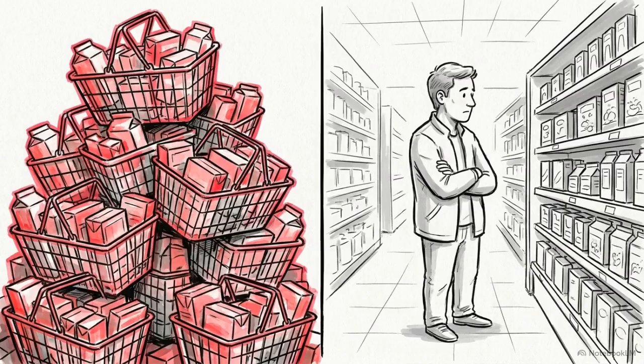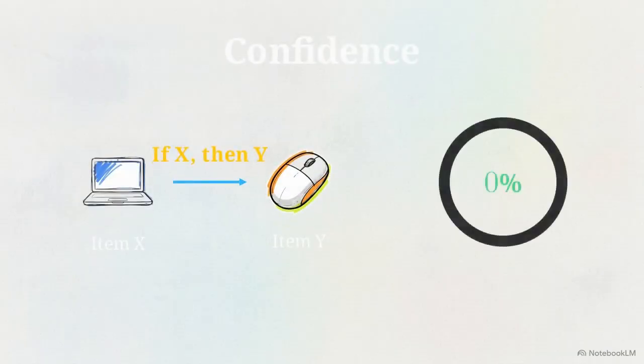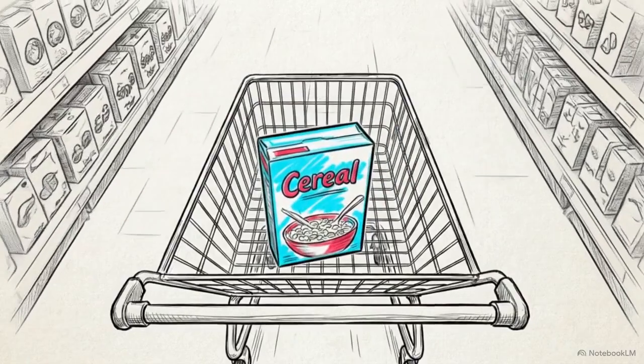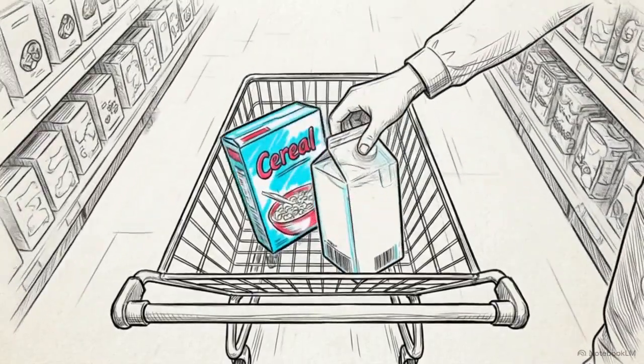High support proves that a combination isn't a coincidence, but frequency alone does not make a pairing a reliable predictor of future behavior. This is the second metric, confidence. Confidence tests the conditional certainty of the item sets that survived the first filter. It calculates the directional probability of an if X then Y relationship. It determines the percentage chance that if a customer already has item X in their cart, they will also buy item Y.